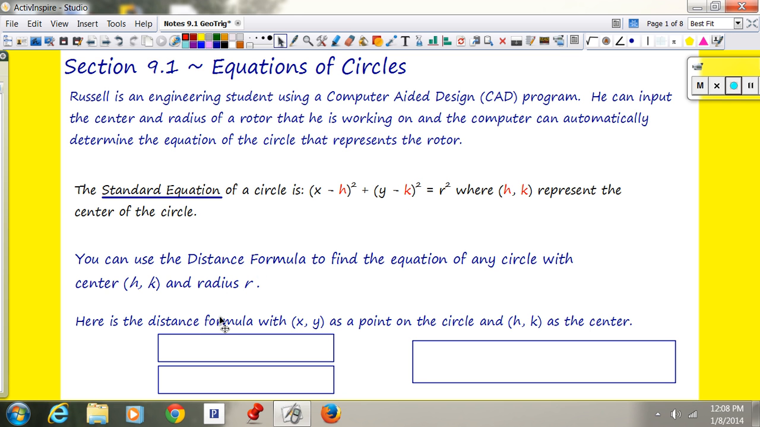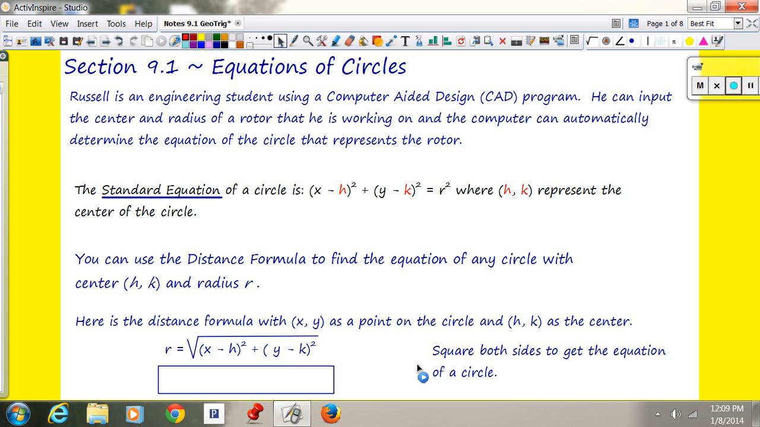Here is the distance formula with x, y as a point on the circle and h, k as the center. So if I was going to find the distance between these 2 points, a point on the circle and a point in the center of the circle, that would give me the radius, because it's from the center to the edge. The center is here and the edge of the circle is here. So I would start with my distance formula. The radius would equal the big square root of the distance between the center point h, k and the point on the circle x, y.